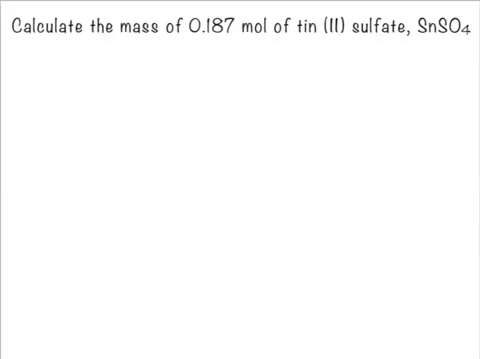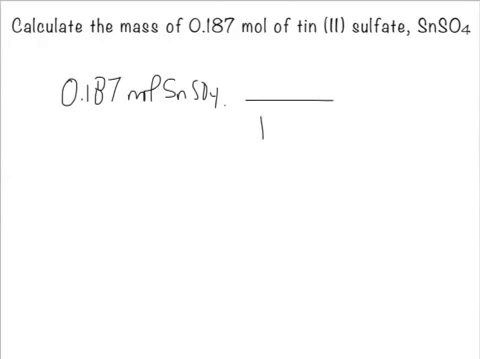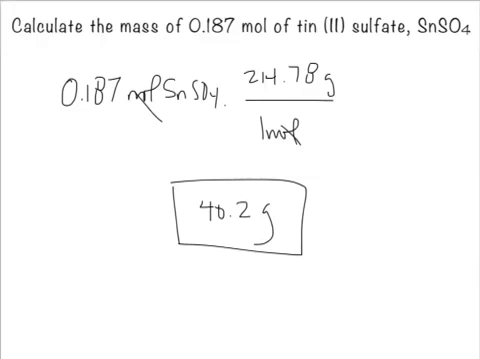Similar type problem. This time you have 0.187 moles of tin(II) sulfate. For every 1 mole of tin(II) sulfate, if you add up the mass of 1 tin, 1 sulfur, and 4 oxygen, you get 214.78 grams. Moles cancel, multiply, and you get 40.2 grams of tin(II) sulfate.